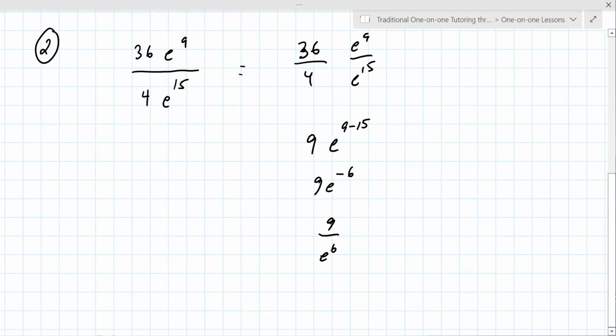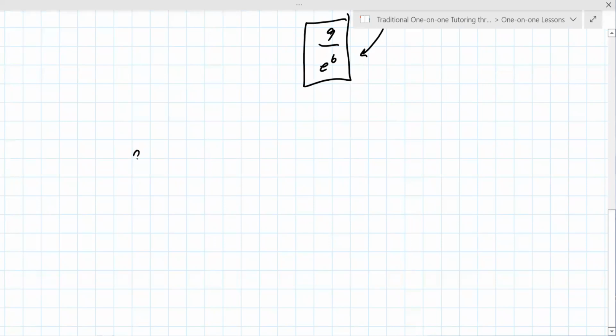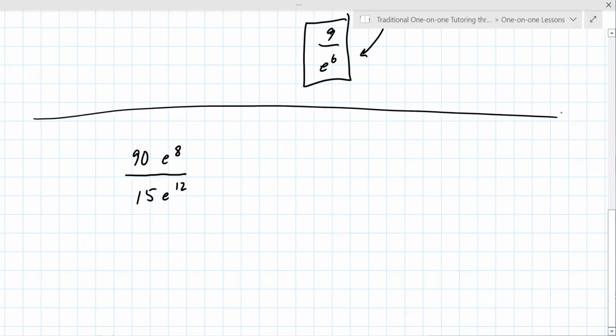Now it's implied in the instructions. So yours doesn't say it, but if you were taking a college math class and you had an online homework, it would say only use positive exponents. So I think there is the expectation that you write it in this form when you're all done. Okay, so you ready to try one on your own for number 2? Yes. Okay, so let's say it's 90 e to the 8th over 15 e to the 12th. Go ahead and simplify that for us, please.